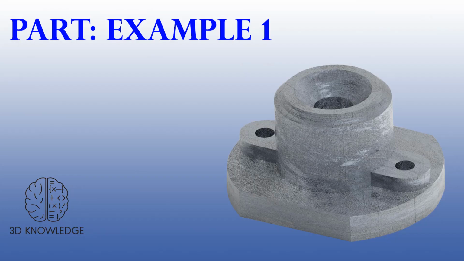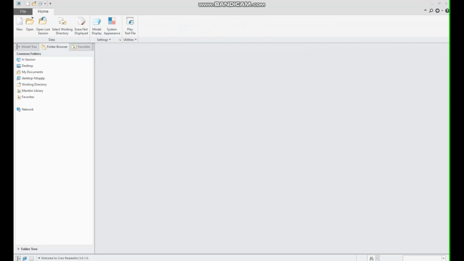When the software is open, we need to start a new project. We will do this by clicking on the command New. A new window will open. By default, Part will be checked, which is the environment in which we will work, so we will not touch that option. We will write the name of the project, part example1, in the file name.